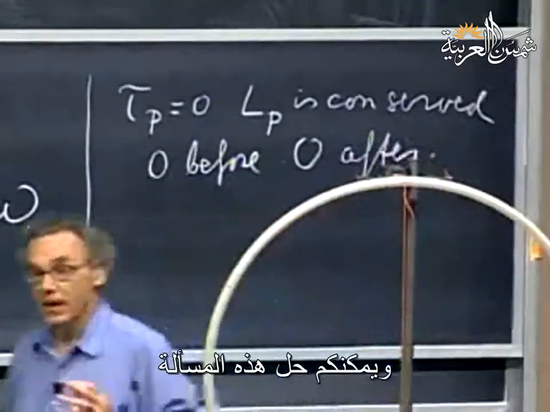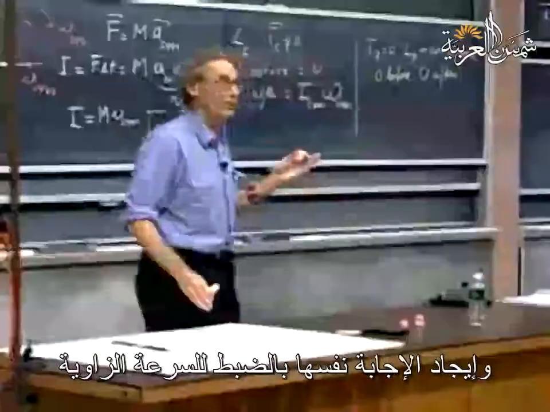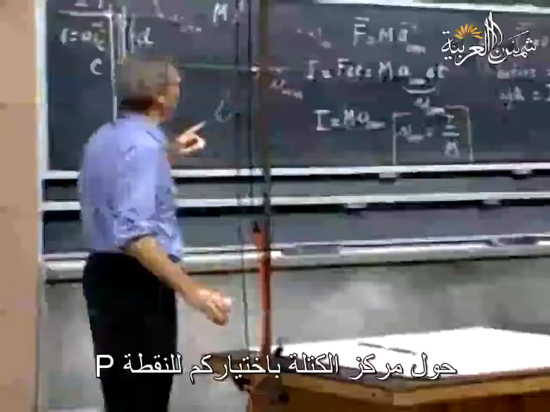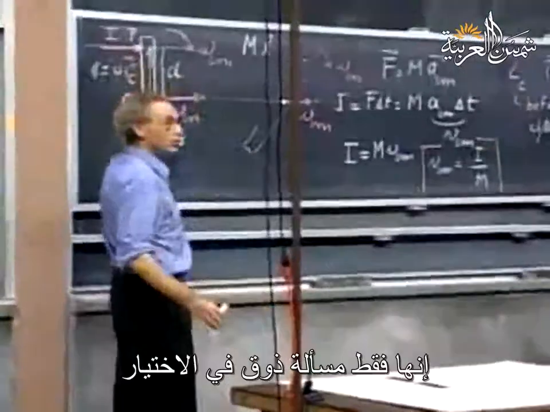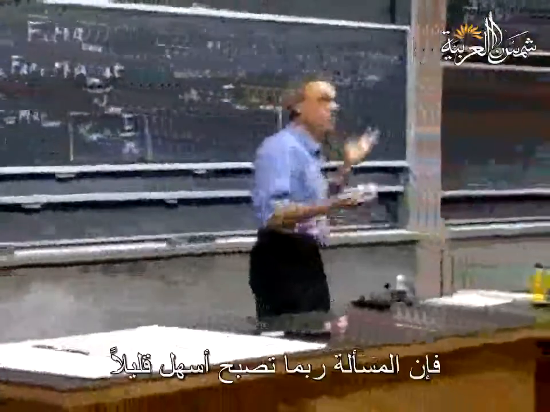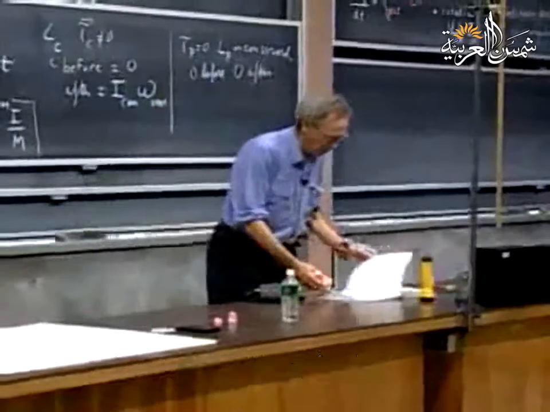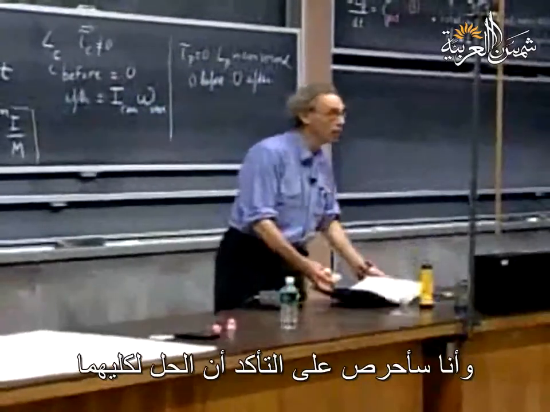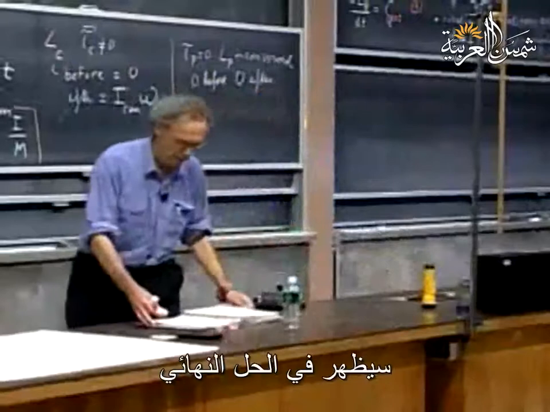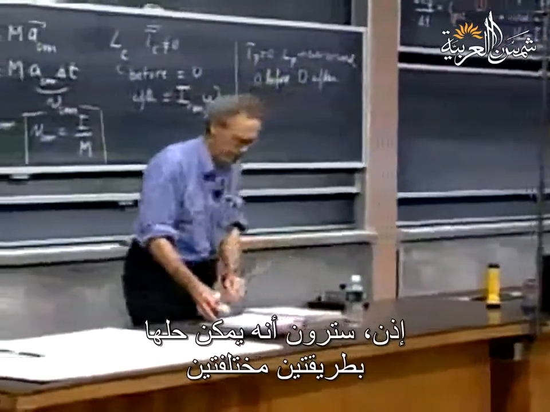Isn't that interesting? You can solve that problem and find exactly the same answer for the angular velocity about the center of mass by choosing point P. It's just a matter of taste. Most of you would probably pick C, but if you pick point P, the problem may even be a little easier. Both should work, and I will make sure that the solutions to both will appear on the final solutions. So you will see that it can be done in two different ways.